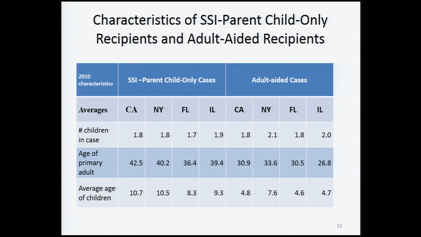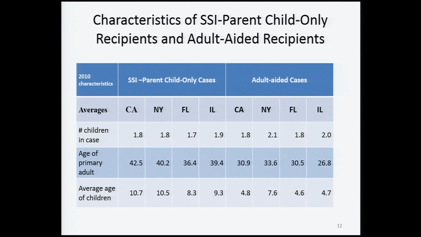So this is a table of some descriptive information of characteristics of the SSI-Parent child-only cases compared to adult-aided cases, child-only on the left, adult-aided on the right. And the 3 things that we're looking at here are the number of kids in the cases, not all that different either from state to state or from SSI child-only to adult-aided, so that's interesting in and of itself.